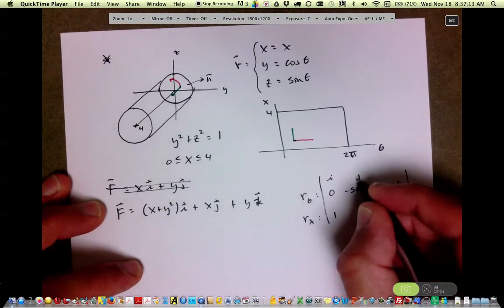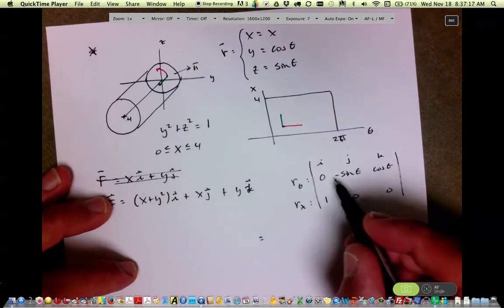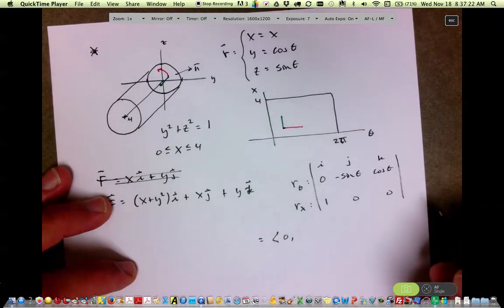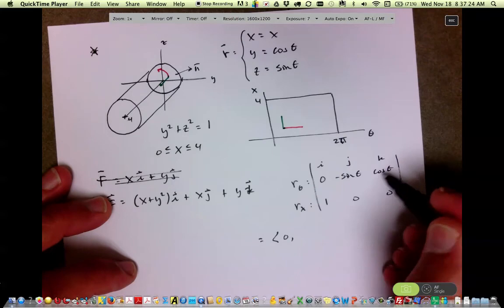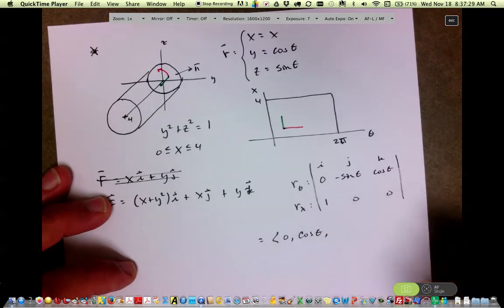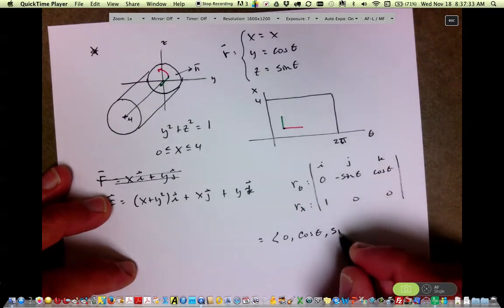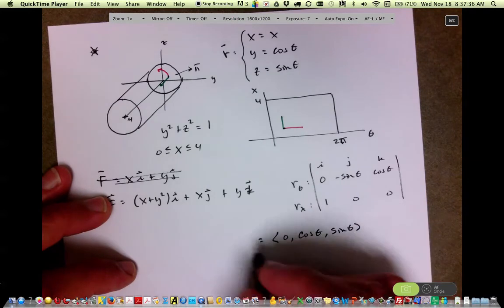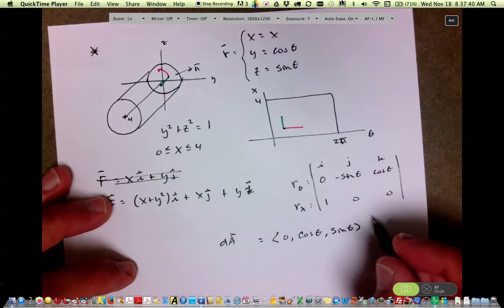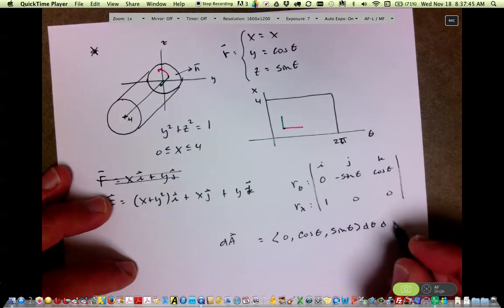Okay, take the cross product of these, and the i component will be 0 minus 0. The j component will be 0 minus cosine, and then change the sign, so positive cosine. And the k component will be 0 minus negative sine, or sine theta. Alright, so the dA is going to be 0, cosine theta, sine theta, times d theta and dx.